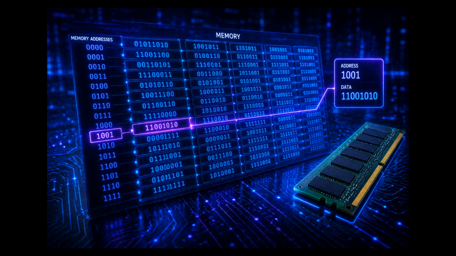RAM is divided into many memory locations. Each location has its own unique memory address. The CPU uses these addresses to quickly find the data or instructions it needs. Without memory addresses, the computer would not know where information is stored.